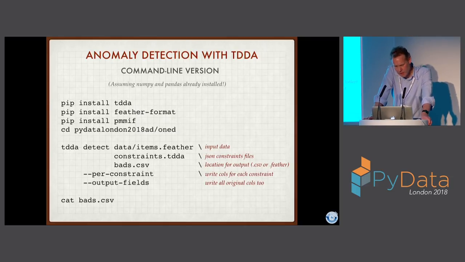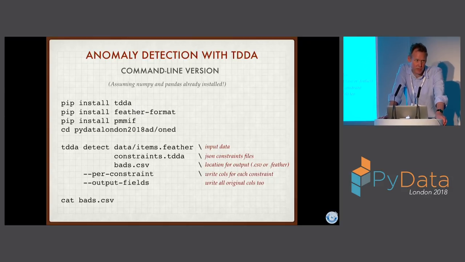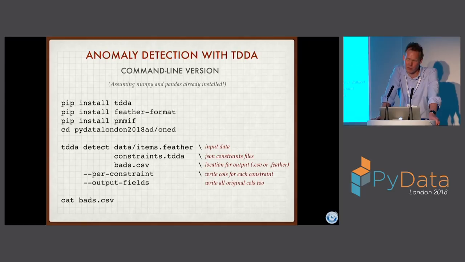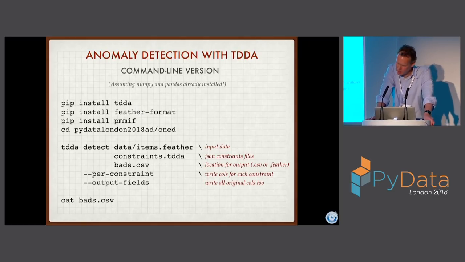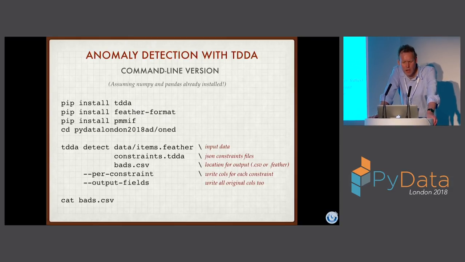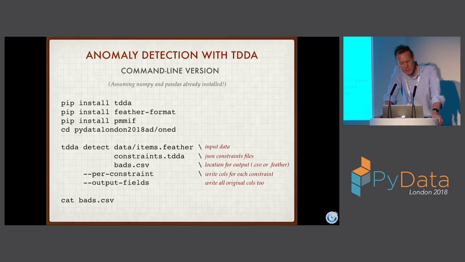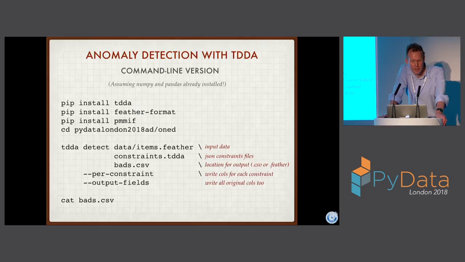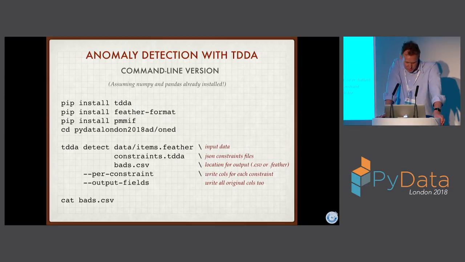So if you say TDDA detect and then give it the input file, which can be a CSV file, as long as it's in a suitable format that Pandas understands, with the slightly more sensible than default settings that we use, which are detailed, I think, on the next slide, and then give it the name of a suitable JSON file with those constraints in, so in this case, constraints.tdda, and then tell it where you'd like the bad records to go, which again can be a feather file or a CSV file. That will cause the bad records to get spat out into bads.csv.